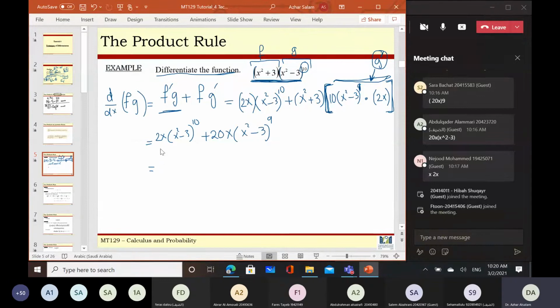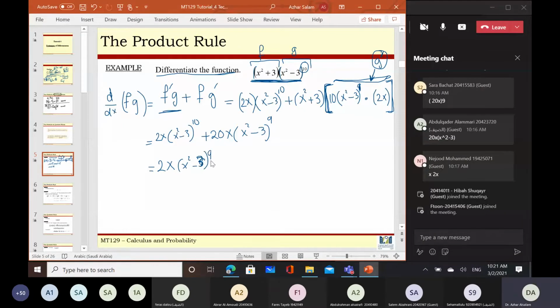I can take from the coefficients, I can take 2. Notice that 2 is a common factor of both terms, and I can take 2 and 10 remains here. Also x is a common factor, I can take x as a common factor. Also, inside the brackets I have x squared minus 3 in both terms, but with different powers. So I take the least one, which is x squared minus 3 to the power 9.